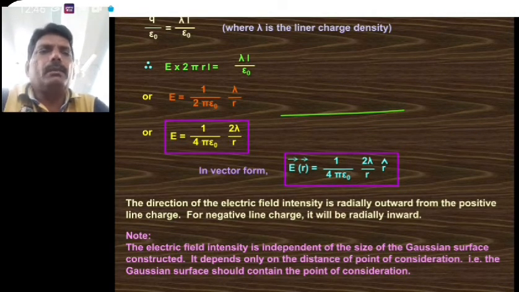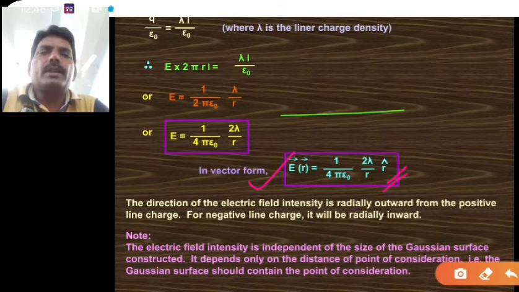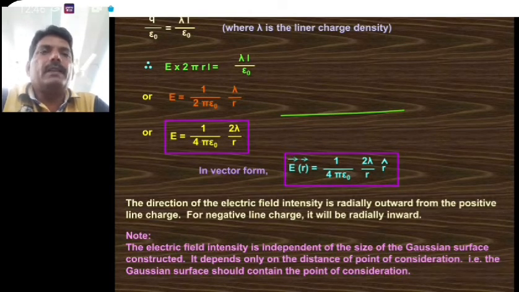And in vector form you can write 1 upon 4 pi epsilon naught, 2 lambda upon R, into R cap. And what is this R cap? In the previous lecture I also told you, R cap is nothing but the unit vector in the direction in which you are considering the electric field. So that is the value of the electric field intensity in case of a straight long infinite wire.